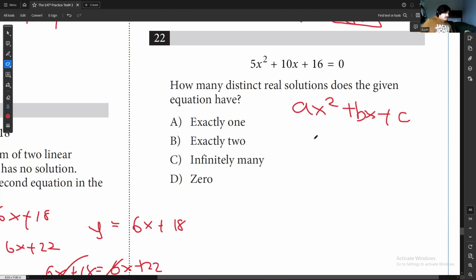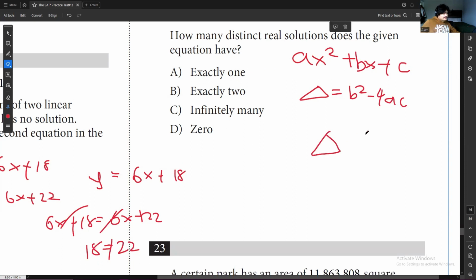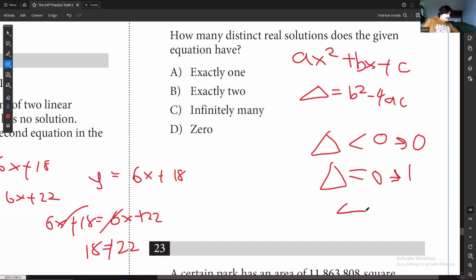After that, we're calling a term delta, and delta equals b squared minus 4ac. Guys, there are three conditions. If my delta is less than 0, I have no real solutions. I have unreal solutions or imaginary solutions, if you call it. If my delta is equal to 0, which is in square form, I have one solution for my x. If delta is greater than 0, I got two solutions.